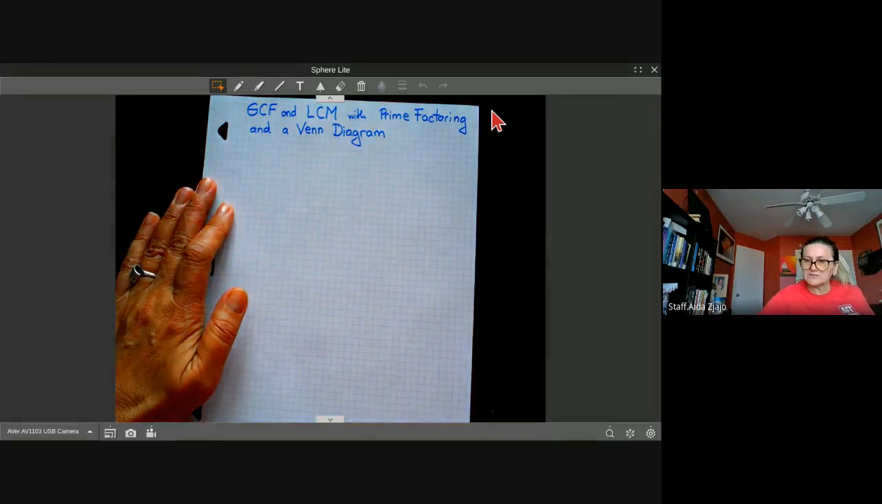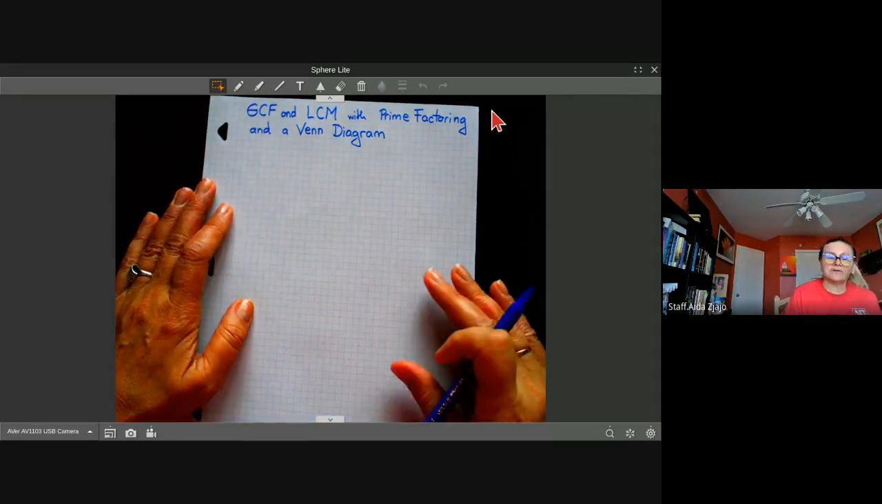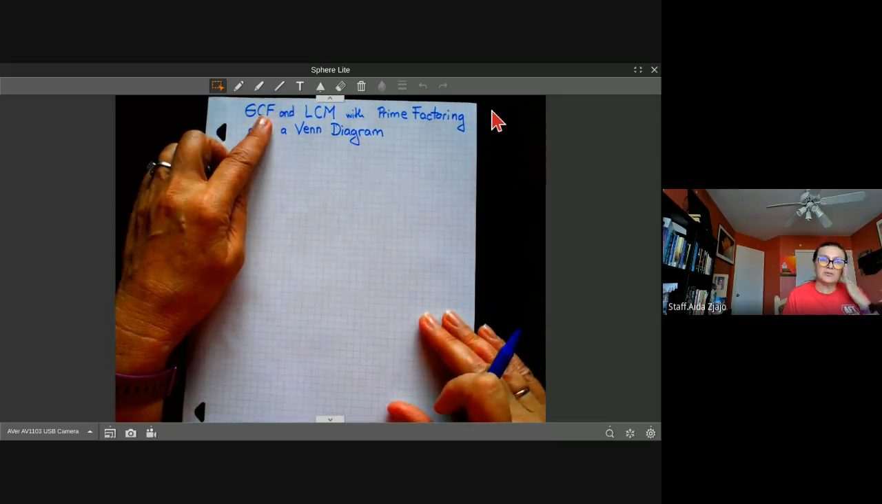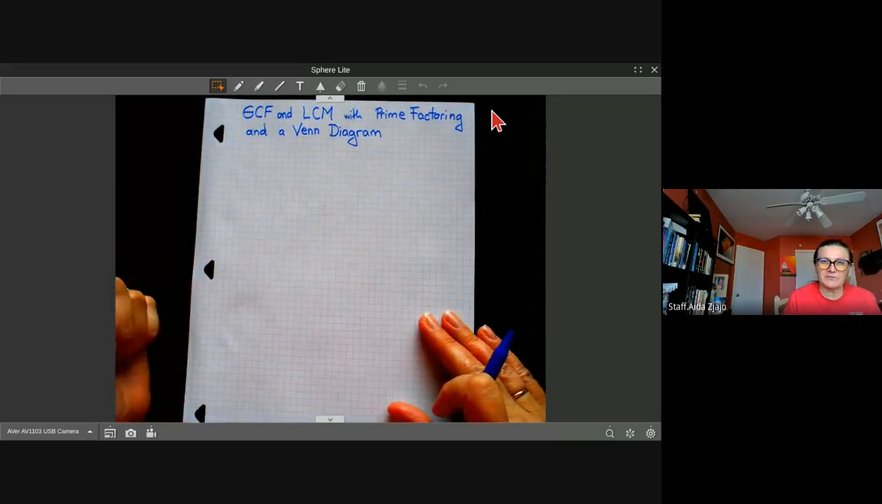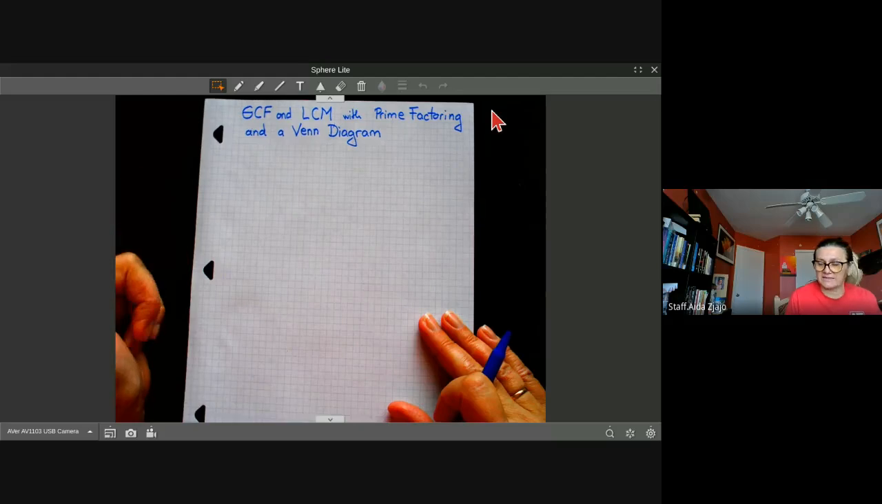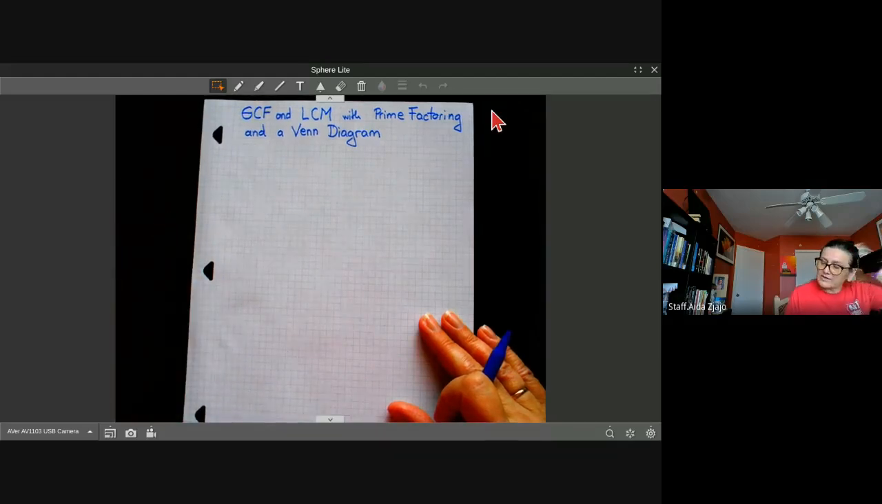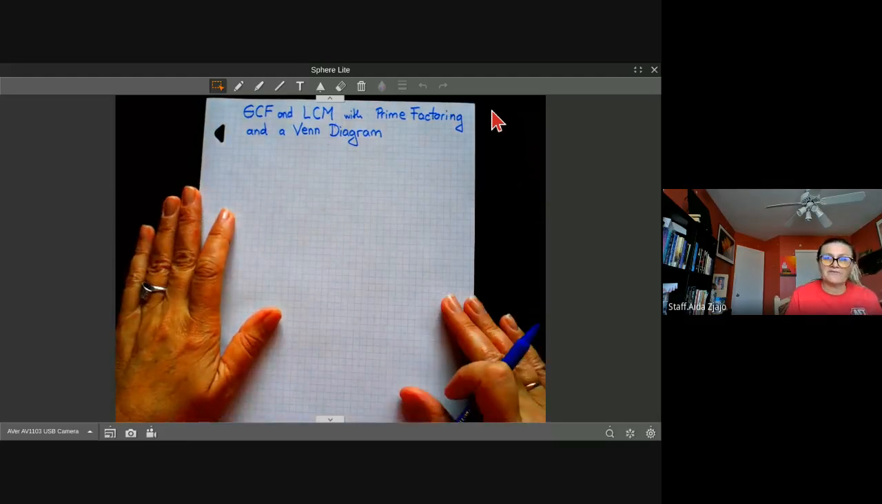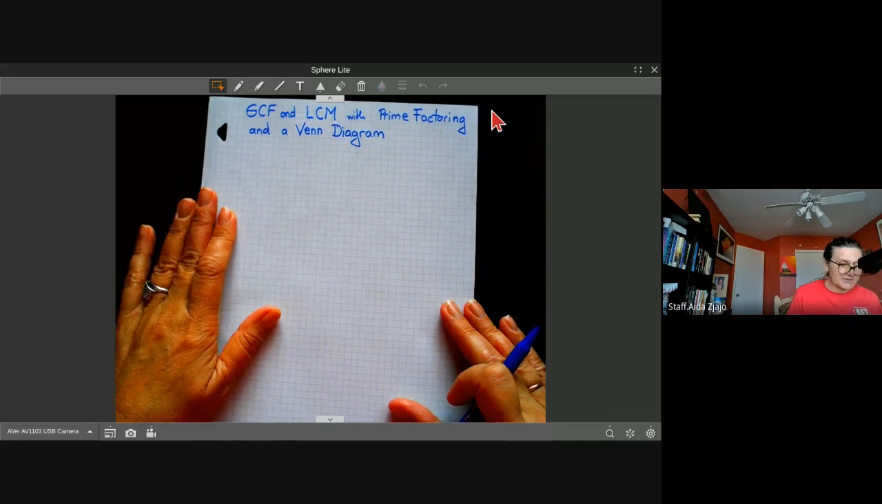Okay, so to find the greatest common factor, remember from yesterday, we have factors of a number that multiply together. So for example, factors of 8 are 1, 2, 4, and 8, because I can do 1 times 8, 8, and 2 times 4, 8. But prime factorization uses prime numbers.